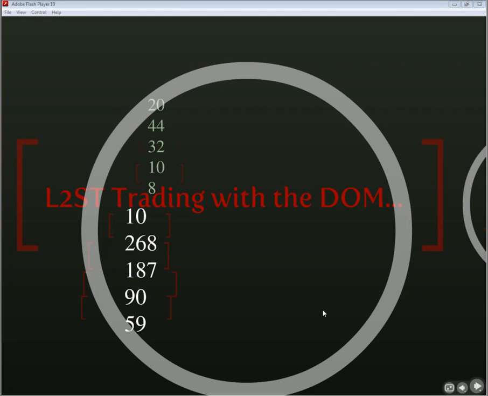L2ST trading with the DOM, the depth of market, otherwise known as the dome. Guys, as I said, we're not using a PowerPoint presentation today. I'm using an Adobe Flash presentation, which I put together. I think it's pretty nice, a little bit different, and you know we like to be different at L2ST.